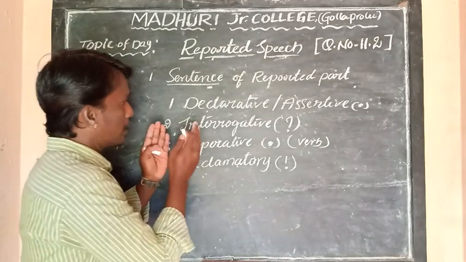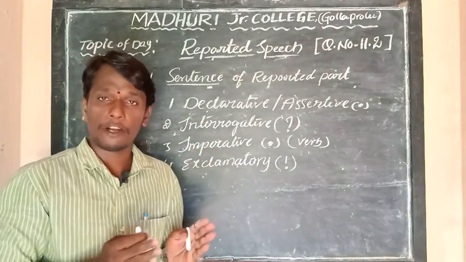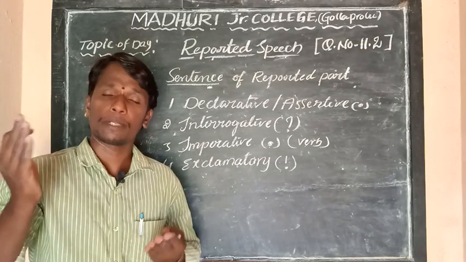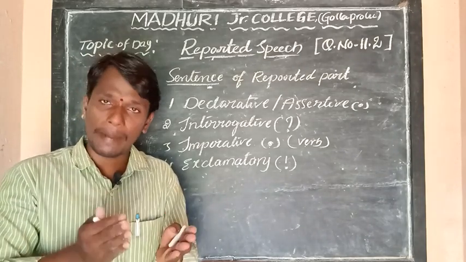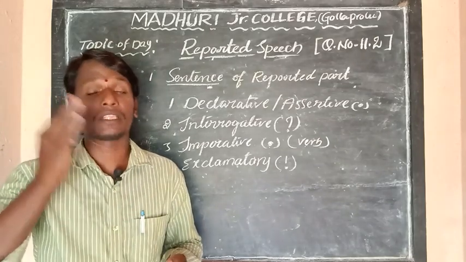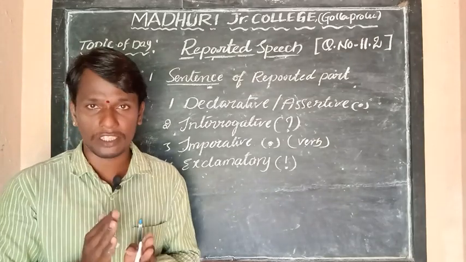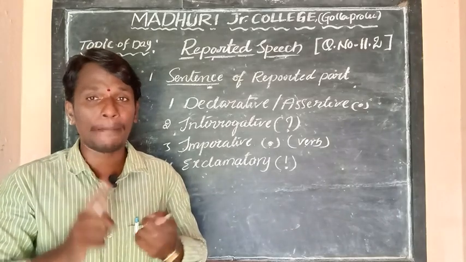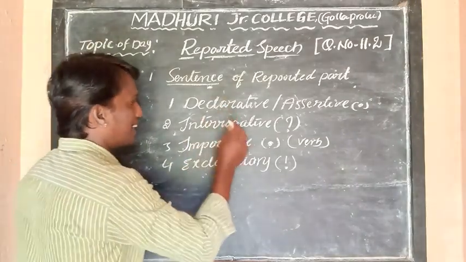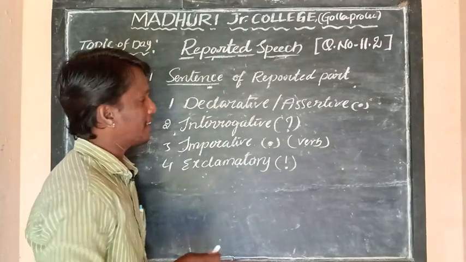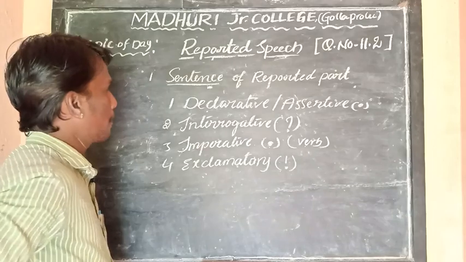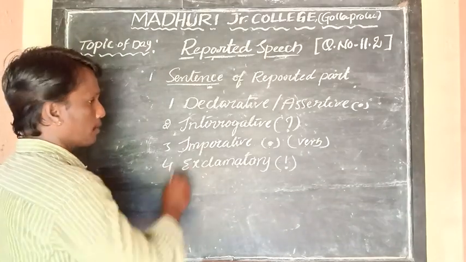So here we have three parts in direct speech, that is the reporting part, the reporting verb, and the reported part. If you want to combine the reporting part with the reported part, you need a conjunction, a linker, to combine them. So a linker is needed. Then how do we add a linker? We need to take a linker based on the kind of sentence.